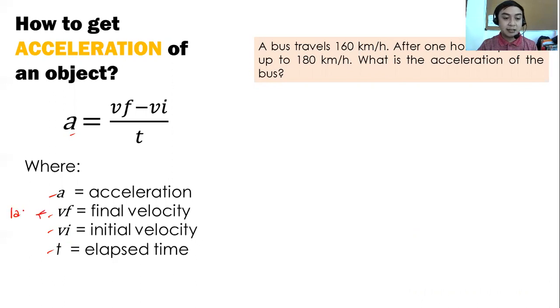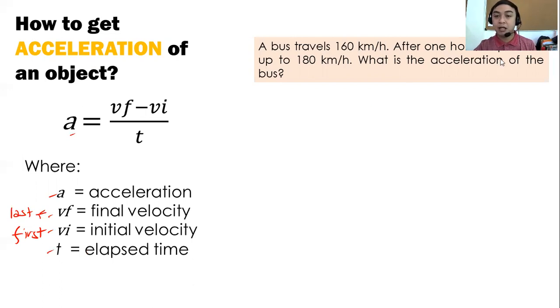Final is the last velocity, then the initial is the first velocity. Elapsed time is the time it took for the object to change its velocity from initial to final velocity.